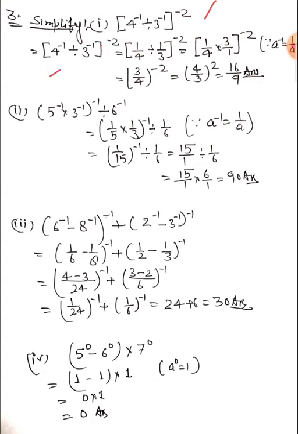So see, what is the power? Minus 1 and minus 1 means negative. So we can apply the negative power rule. You know a power minus 1, so we can write 1 upon a. So what is 4 to the power minus 1? So we can write 1 upon 4 divided by 1 upon 3 raised to power minus 1.